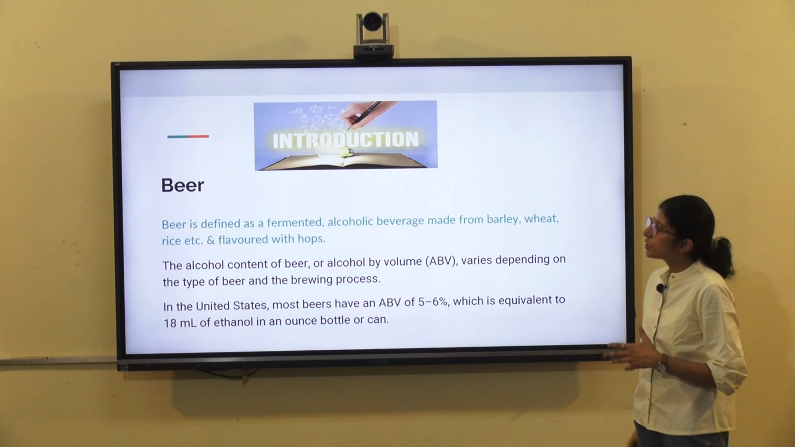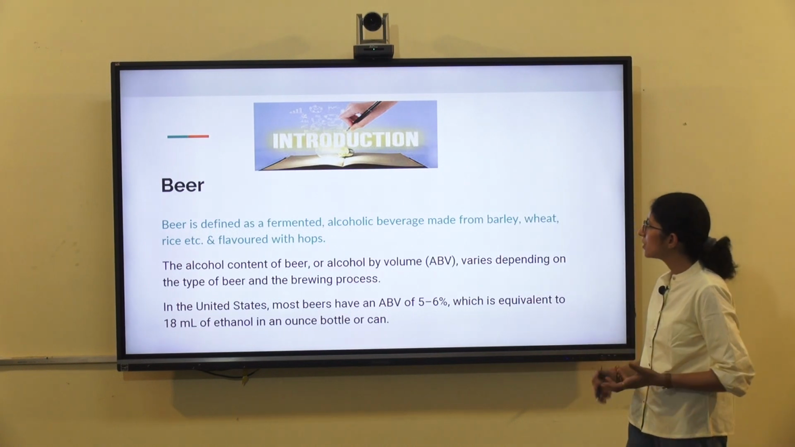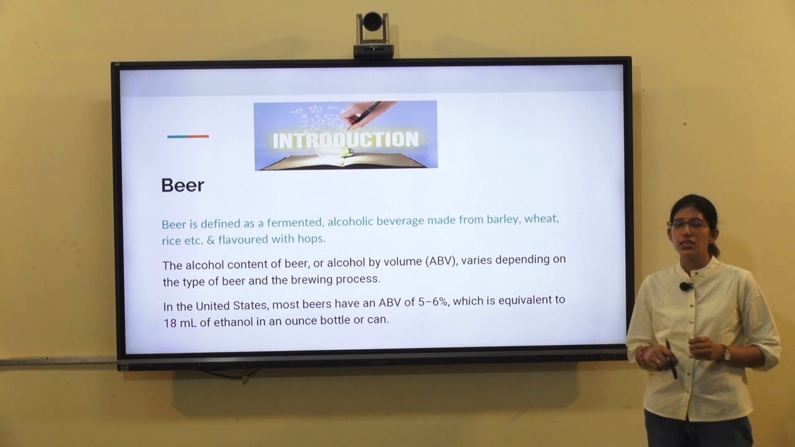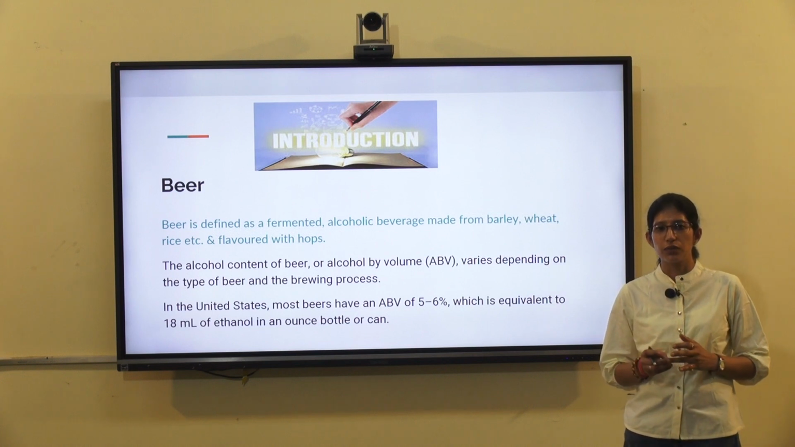Proceeding to the slide, what is beer? Beer, as we all know, is defined as a fermented alcoholic beverage, majorly made from barley, rice, and wheat. It could be made from other sources also, and is flavored with hops and fermented with yeast.